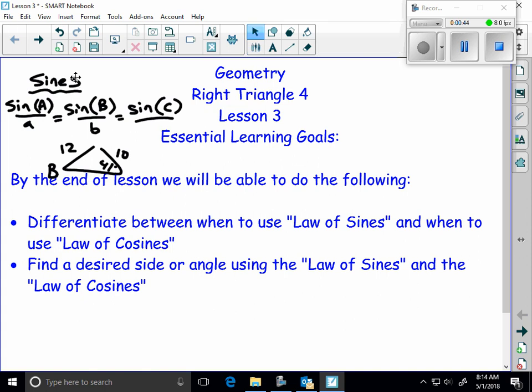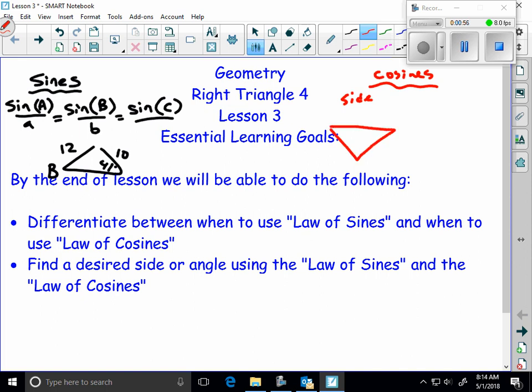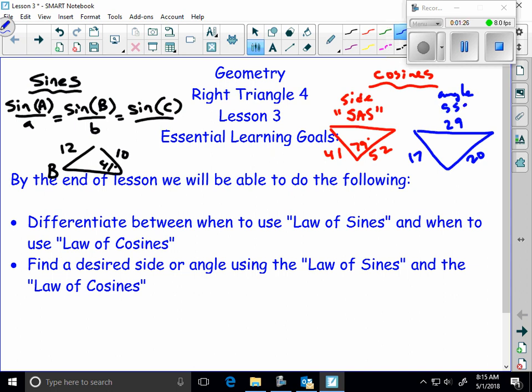If I don't have a side angle pair, then I'm going to use the law of cosines, and it can be used to find a side or an angle. What would the scenario be if I wanted to find a side? I'd have an angle, let's say 79 degrees, and I'd have two sides. To find a side, the scenario you'd be given is side angle side. To find an angle, you'd be given all three sides.